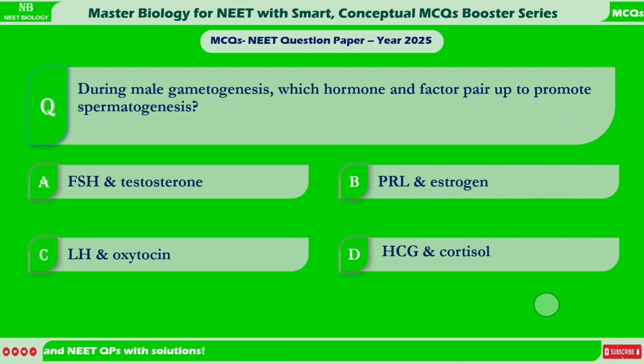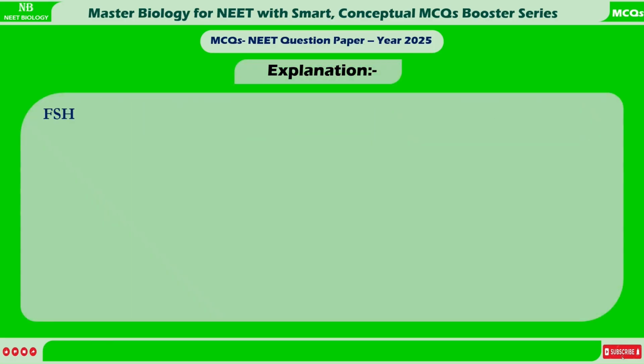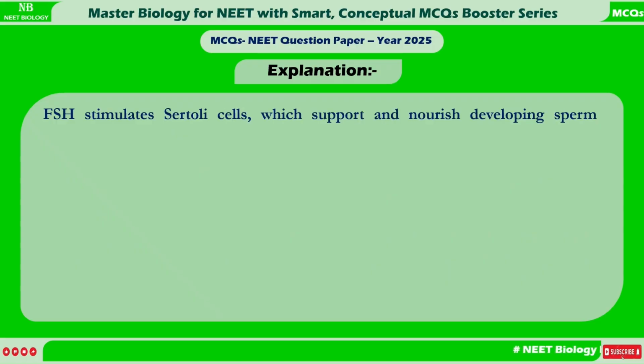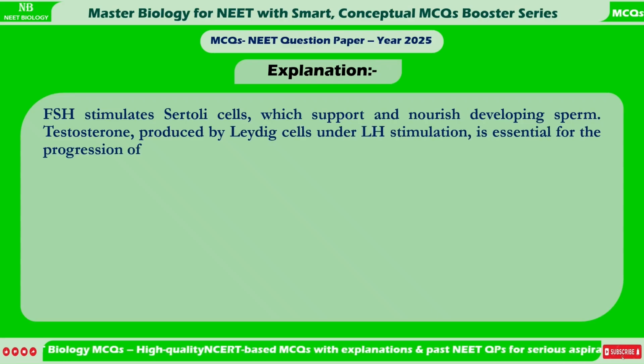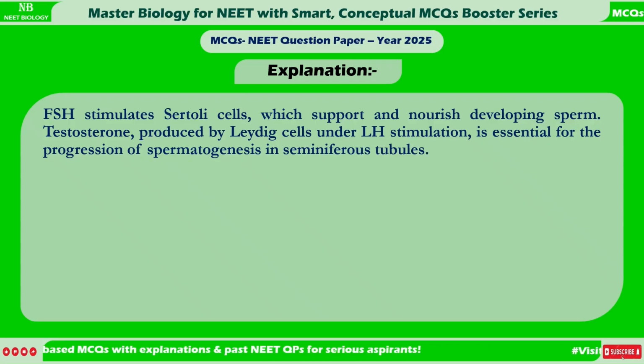Correct answer is A. FSH and testosterone. Explanation: FSH stimulates Sertoli cells, which support and nourish developing sperm. Testosterone, produced by Leydig cells under LH stimulation, is essential for the progression of spermatogenesis in seminiferous tubules.